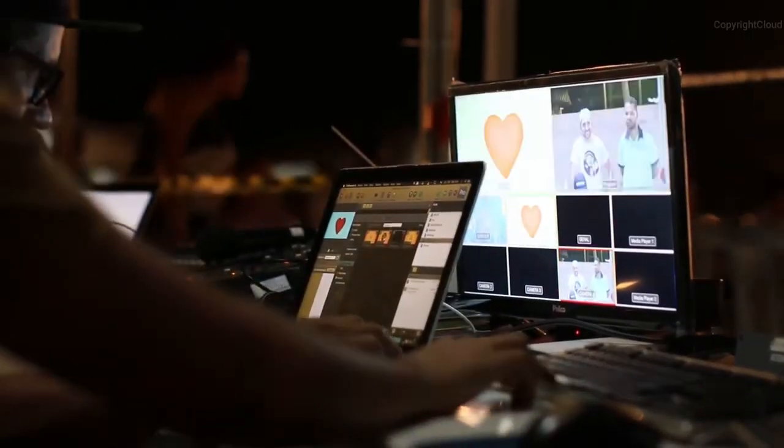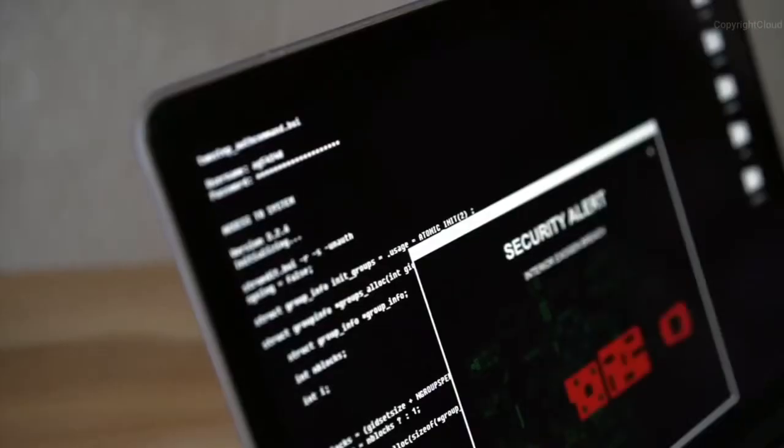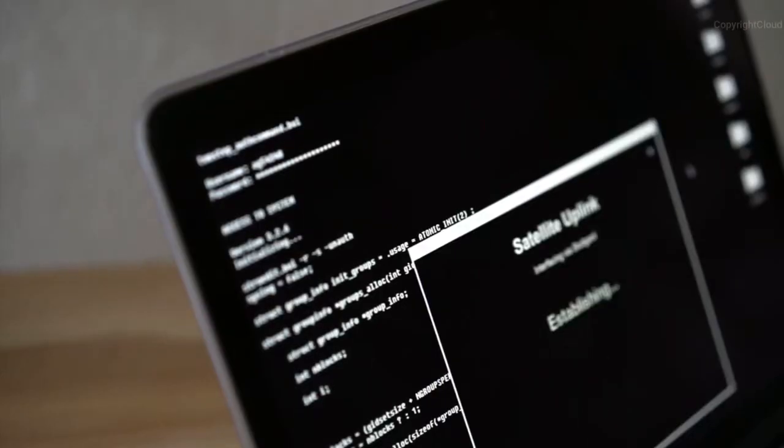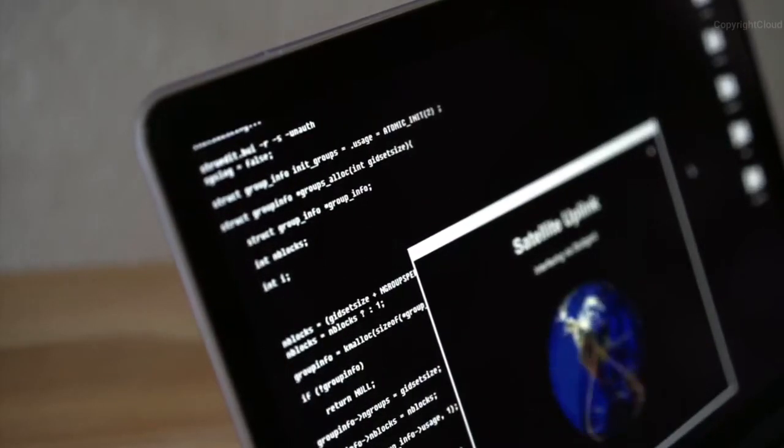Still stuck? Uninstall and reinstall the trading app. This clears out any stored cache or corrupted login data that might be interfering with the process. After reinstalling, log back in and set up two-factor authentication again.